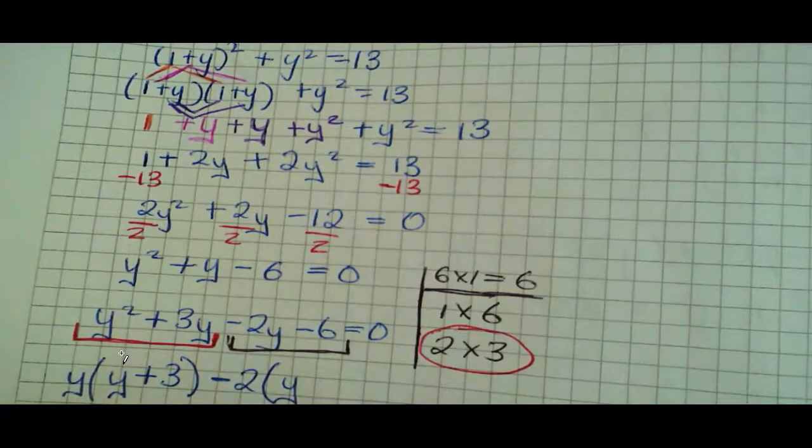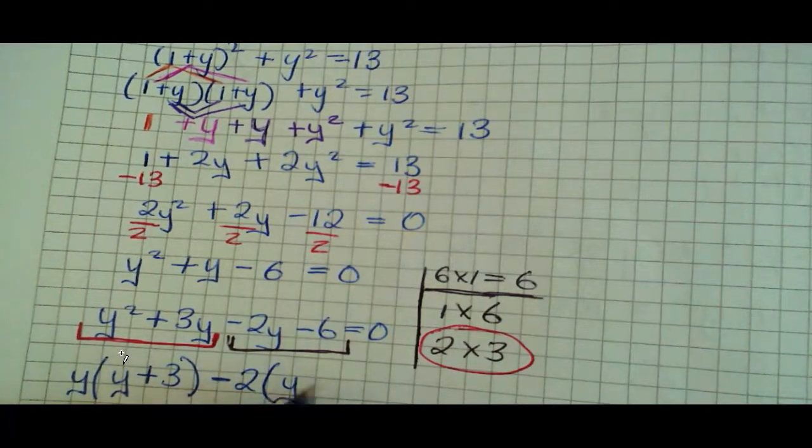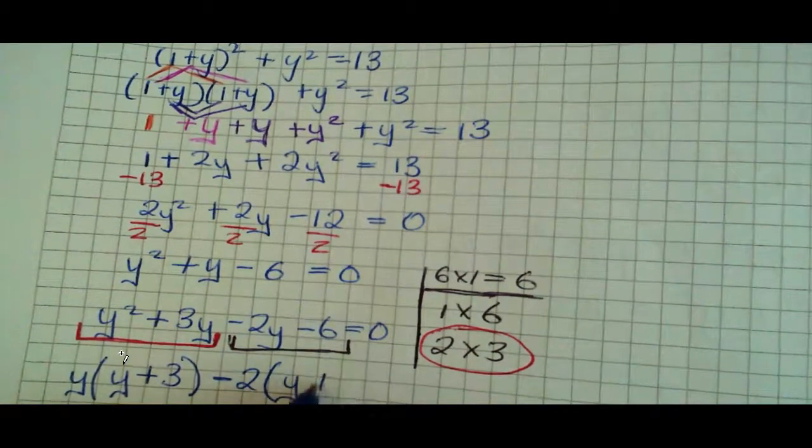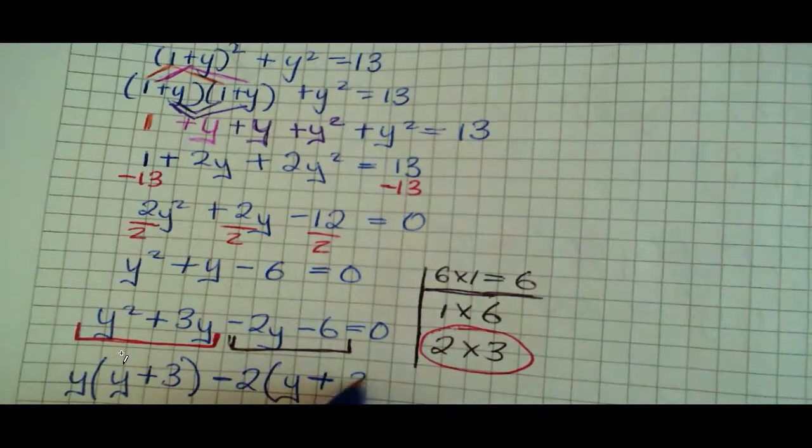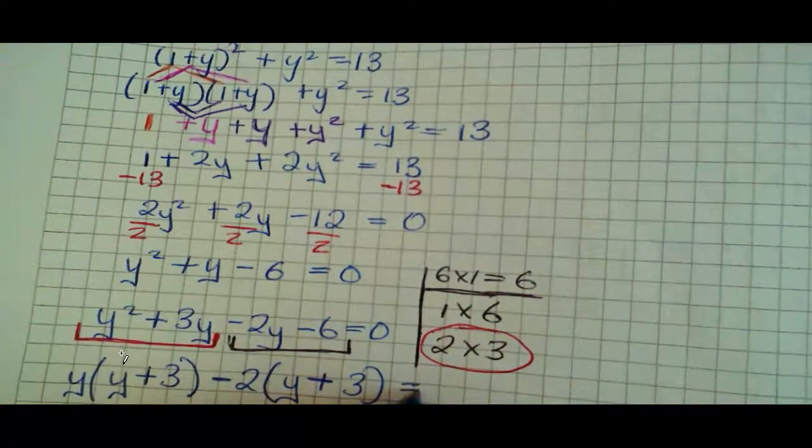And I have a minus here, and I already have a minus, so the two signs need to be different. Okay, to get back this minus, my two signs need to be different. I already have a minus, so it needs to be a plus. And 6 divided by 2 is 3, and it's equal to 0. Okay.